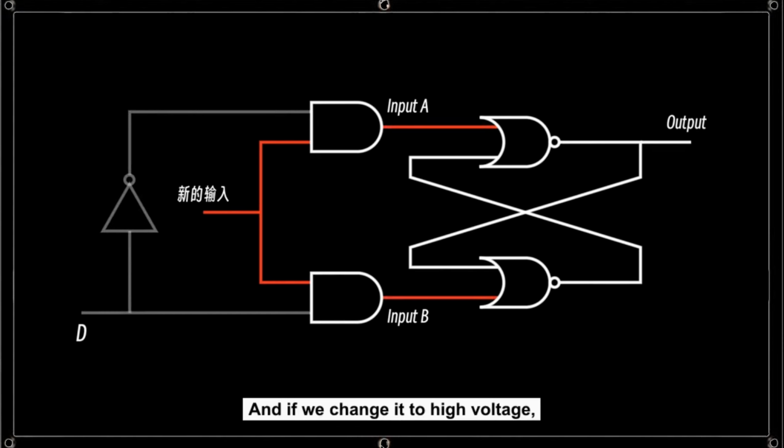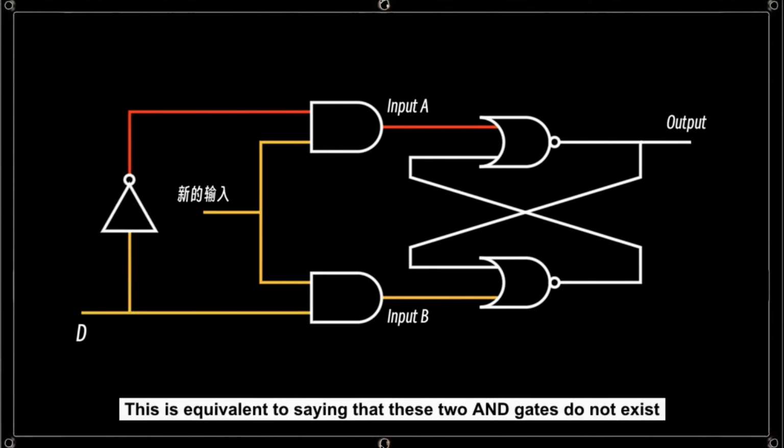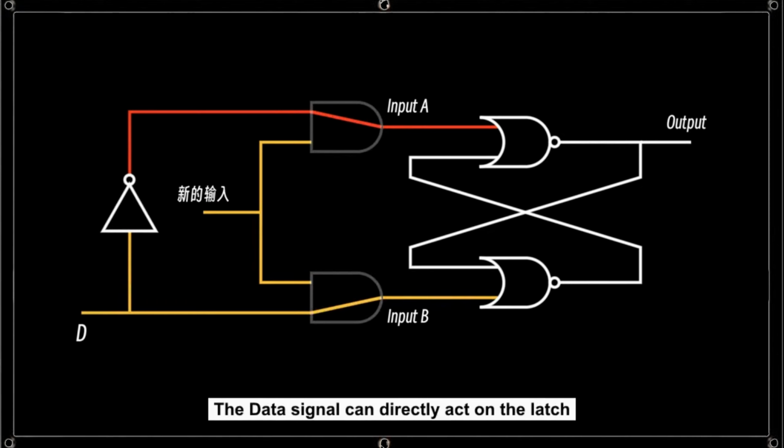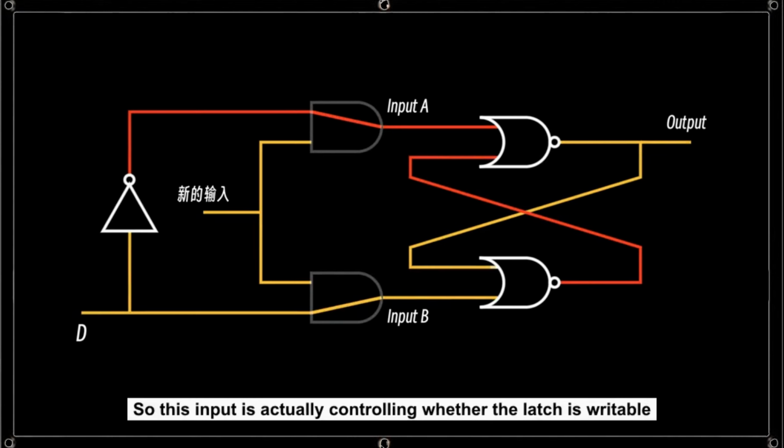And if we change it to high voltage, then, according to the characteristics of the AND gate, the output of this AND gate will entirely depend on the input of its other pin. If the other pin input is high voltage, then the output will be high voltage. If the other pin input is low voltage, then the output will be low voltage. This is equivalent to saying that these 2 AND gates do not exist. The data signal can directly act on the latch, setting the data inside the latch. So this input is actually controlling whether the latch is writable.